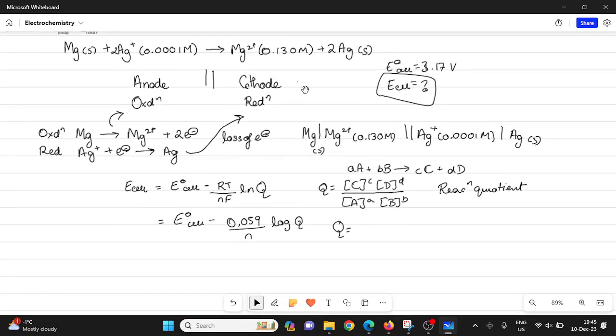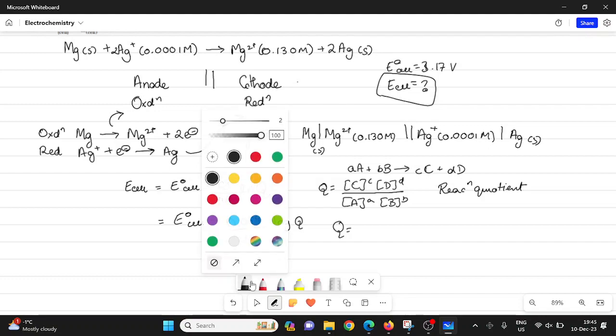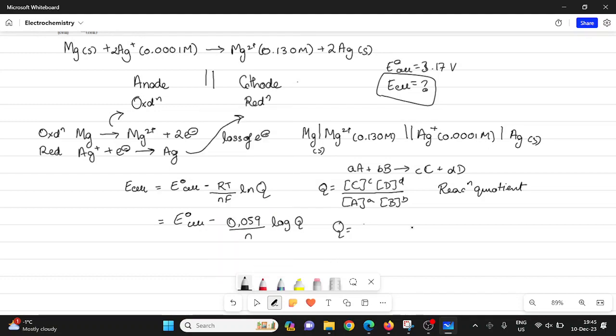Okay, so this is our chemical reaction, right? The reaction quotient for this reaction is going to be Q equals the products, that is the concentration of Mg2 plus into Ag to the power 2, divided by the reactants, which is Ag plus squared into Mg. And I have a video in detail explaining the reaction quotient. Feel free to check it out.